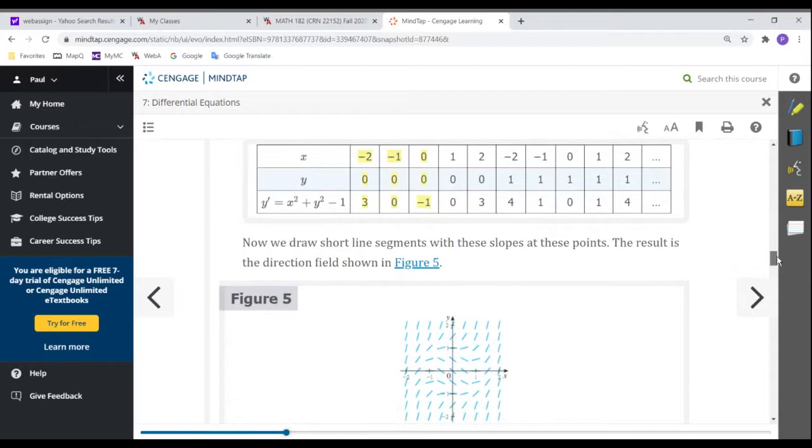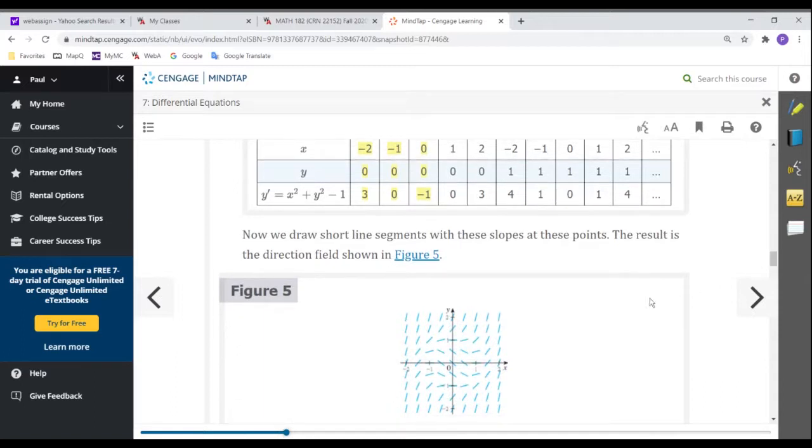All right. Well, now let's look in Figure 5 at the direction field. But let's just focus on the first 3 points. So at (-2, 0), the derivative is 3. Look at the coordinate (-2, 0) in Figure 5, and look at the tangent line at that point. What's the slope of that tangent line at (-2, 0)? Is it positive or negative?